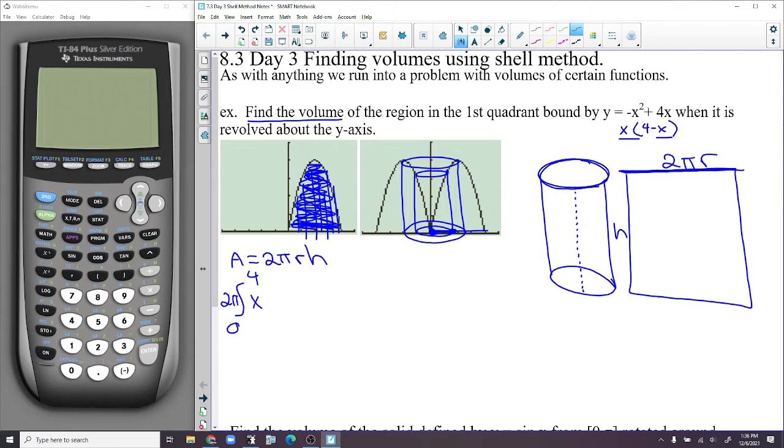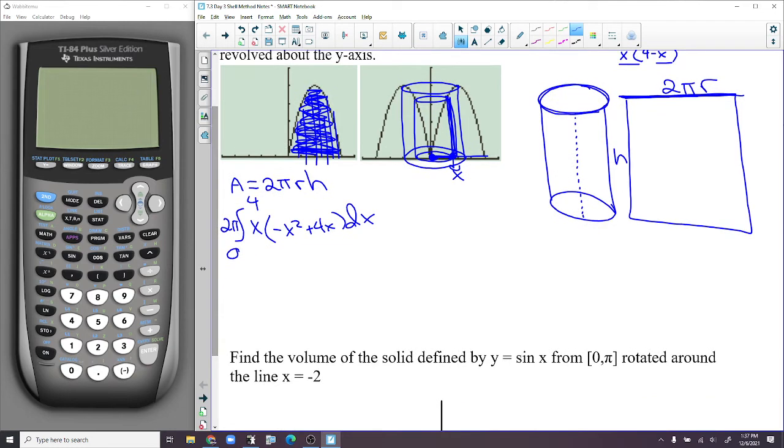So the radius is the x value, and the height, when we pick that x value, whatever x it is, we plug that in to find the height. The height is going up to the curve. So that's the height: negative x squared plus 4x dx. It wouldn't take much to finish this. Negative x to the third plus 4x squared dx. Distribute through. 2 pi times negative 1/4 x to the fourth plus 4/3 x to the third from 0 to 4.